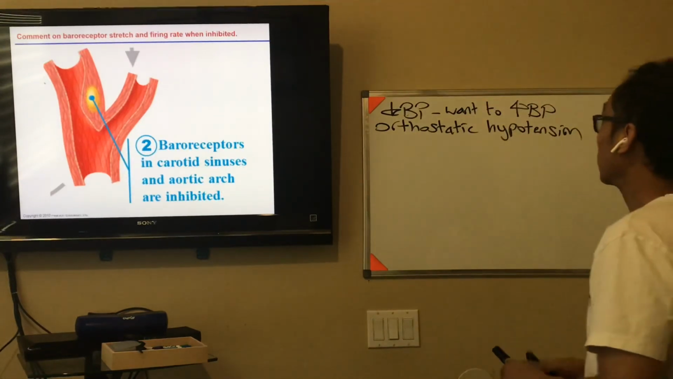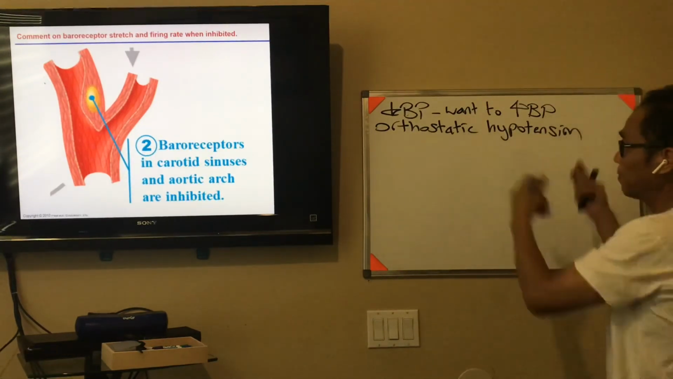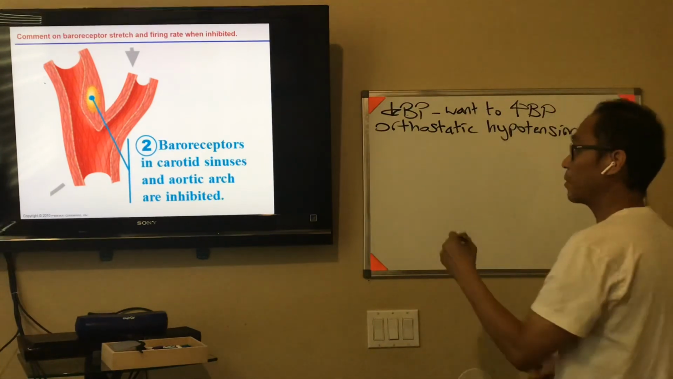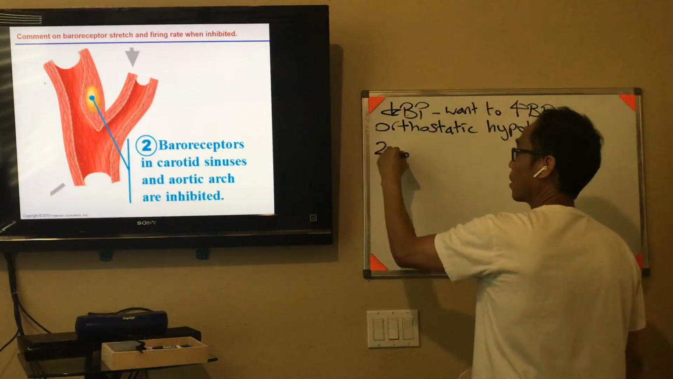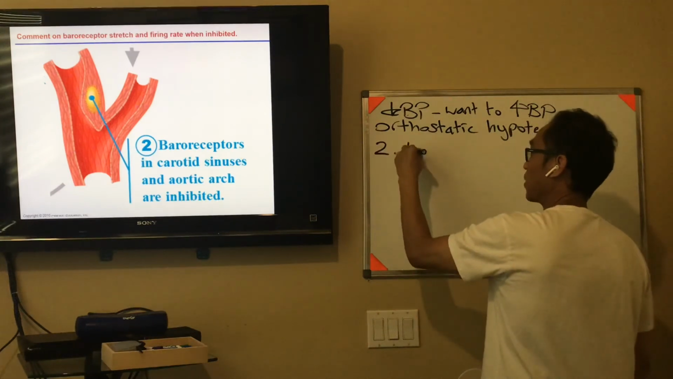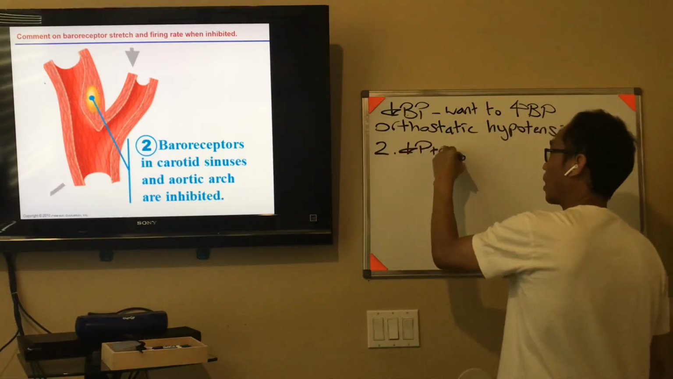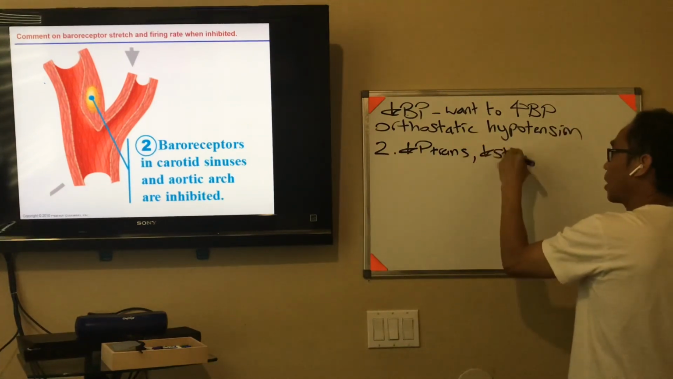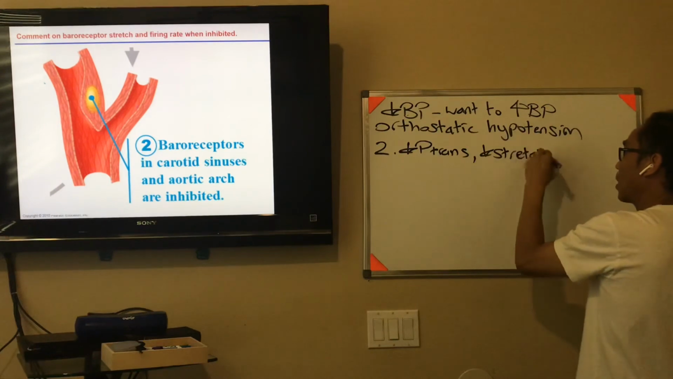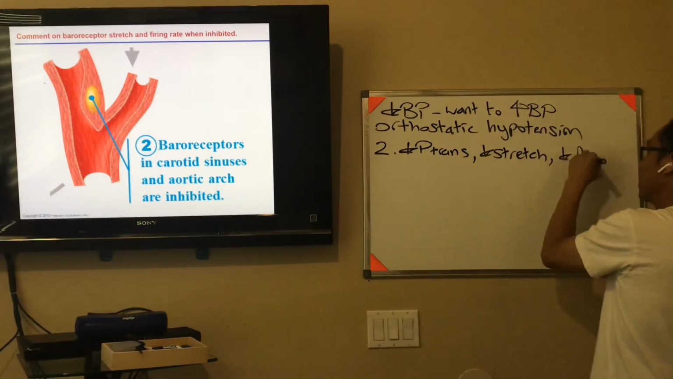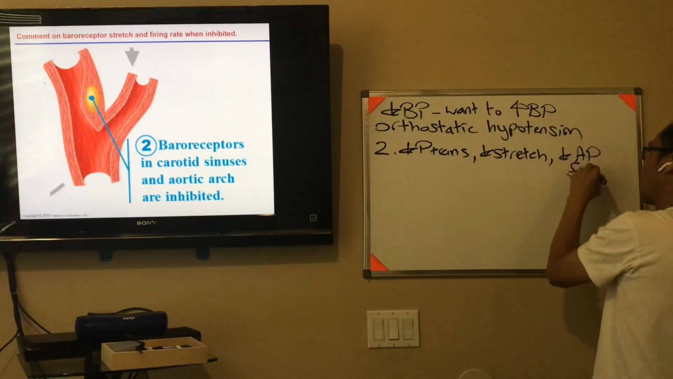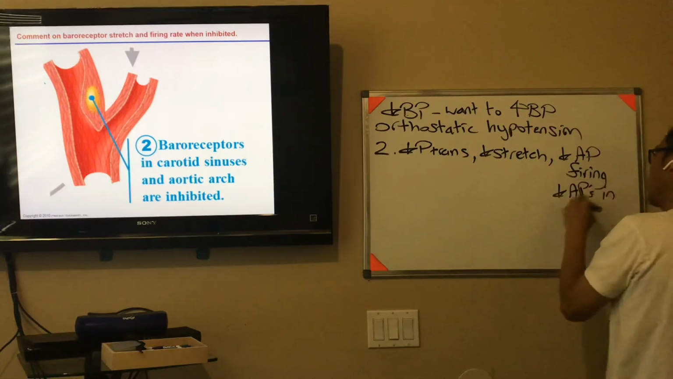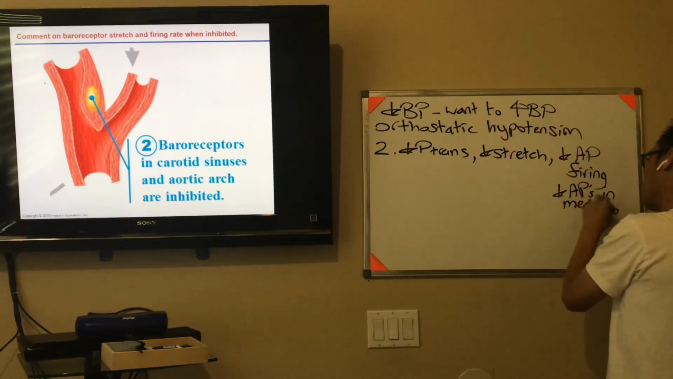And so if this is our imbalance, we have a drop in blood pressure due to orthostatic hypotension. What's happening in the baroreceptors, they're experiencing a drop in P-trans. So like we said before, decreased stretch, decreased AP firing, decreased APs in the medulla, in the all-important cardiovascular center.